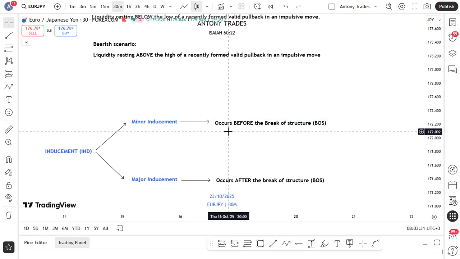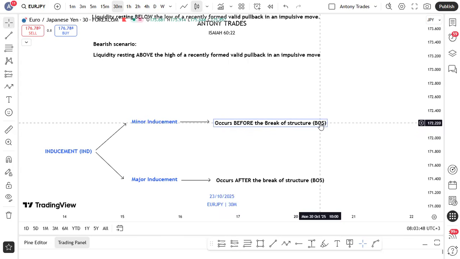And if you don't know how to identify a valid break of structure, in the description of this video I will leave a link that will direct you to the video I made on how to identify a valid break of structure and also a change of character. And when I talk about the break of structure, it doesn't mean that the change of character does not apply.